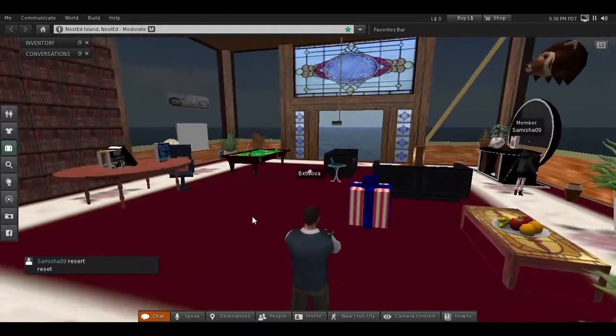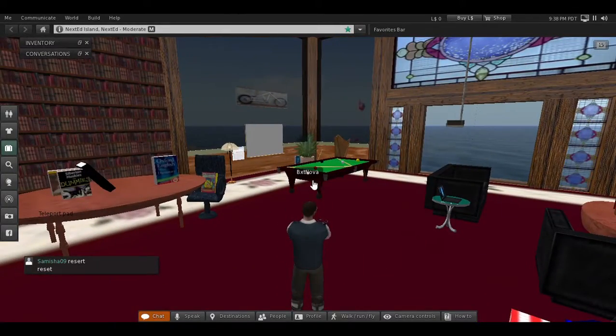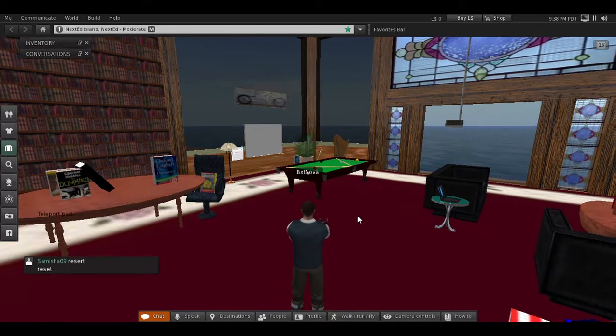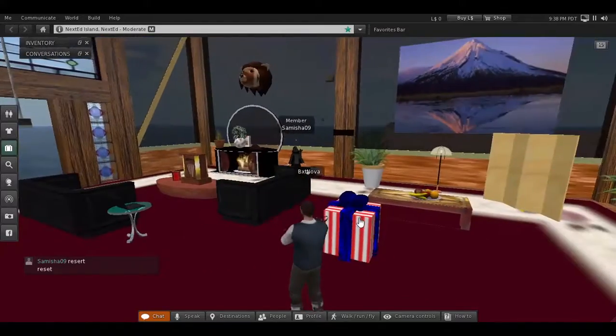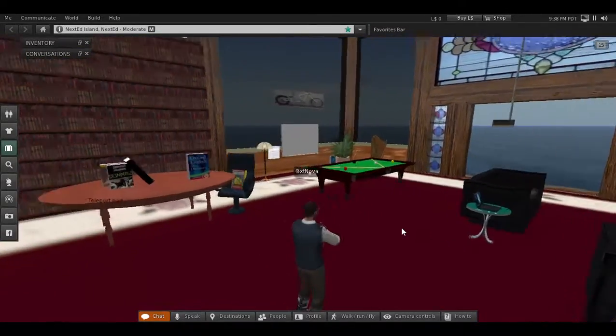Hello, everybody, and welcome to this Second Life escape room experience that we've created here in the Second Life world on the Next Ed Educational Islands. So, basically, our idea and our concept was to create an educational escape room.